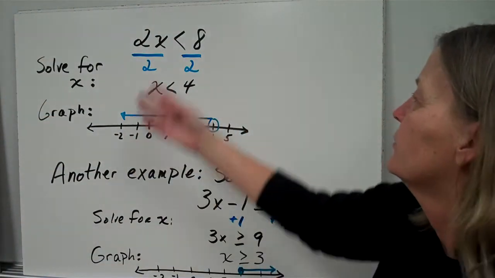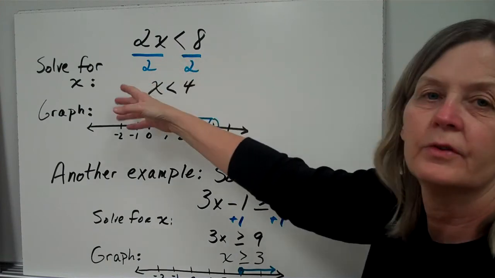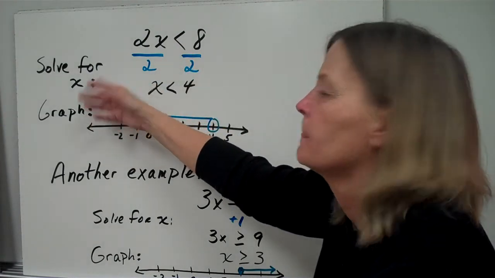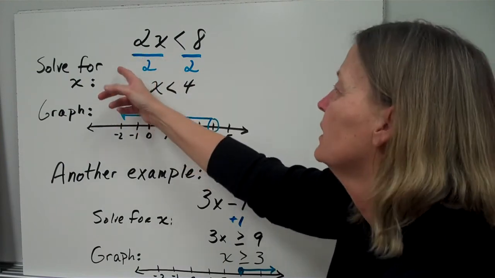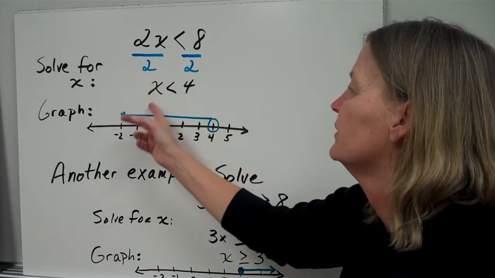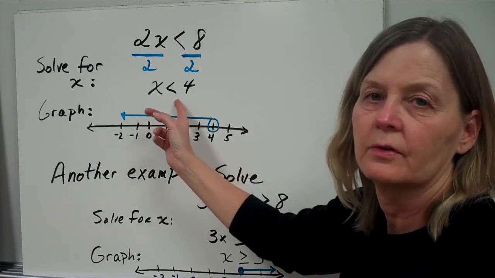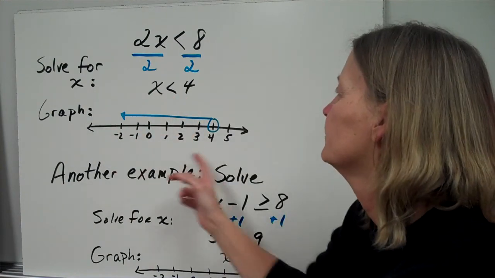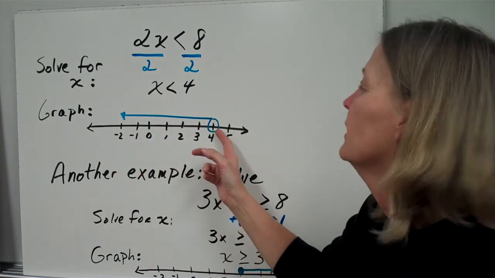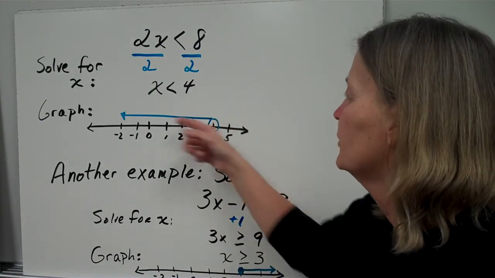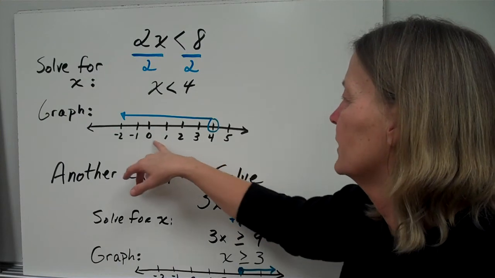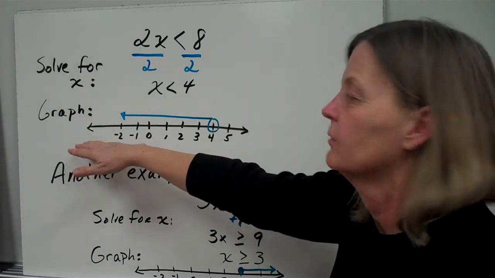Here's an example. 2x is less than 8. First thing you need to do is solve for x. Similar to the way we solved equations, except these are inequalities. Same process. Divide by 2 on both sides, and you would get x is less than 4. To graph, open circle on 4, and draw the arrow in the direction where the numbers are less than 4, which would be to the left, going towards 0 and then into the negatives.